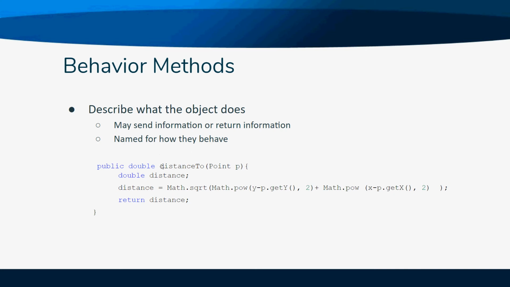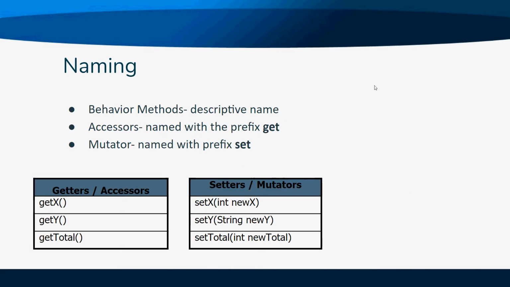Normally on behavior methods, there's not really a get or set naming convention like there is for getters or setters, so you just name for how they behave. If you had some sort of pet class and they were going to eat, you could call the method eat. Or run. If you had your car class and it was going to drive, you could call the method drive. No real formula on how it is, it's just name for how they behave.